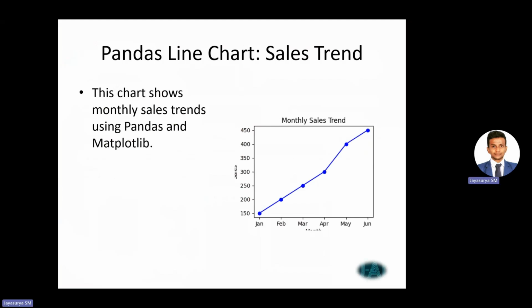So here we have the sales trend analysis. This slide shows a line chart representing the monthly sales trend using pandas and matplotlib, which we did. A line chart helps us visualize how a value changes over time. For example, if sales increase steadily over the months, the line chart will show an upward trend. And pandas allows us to plot directly from data frames, making visualization simple.